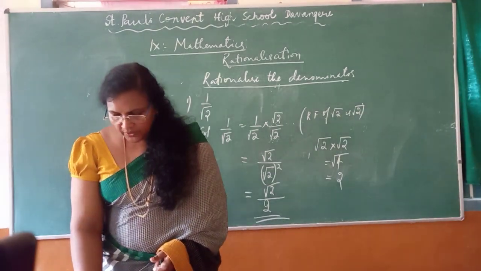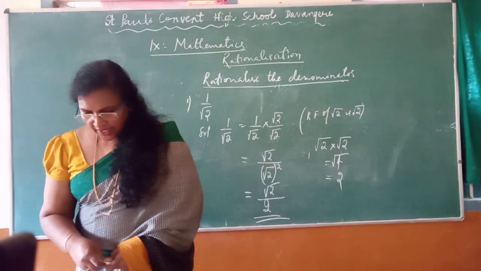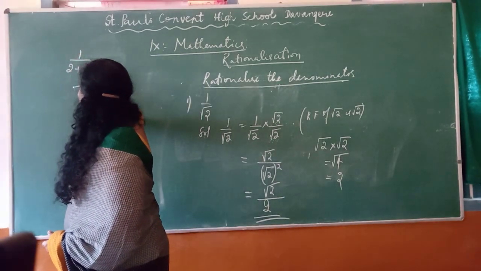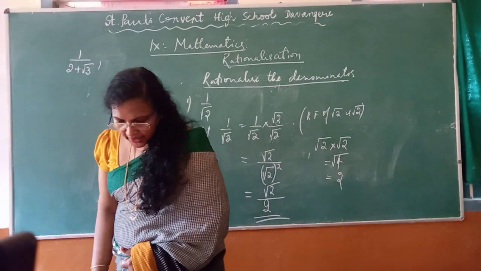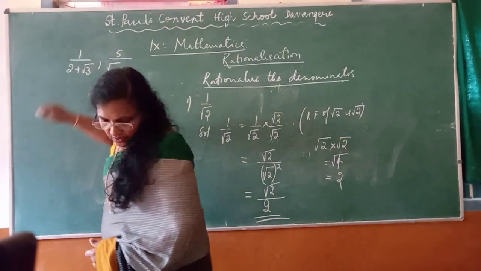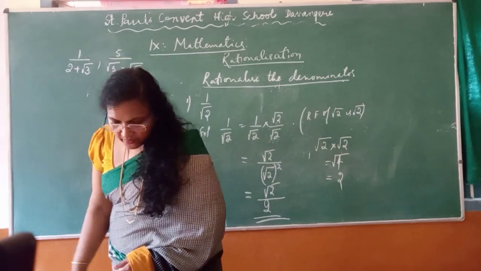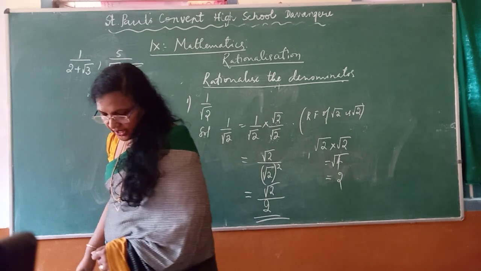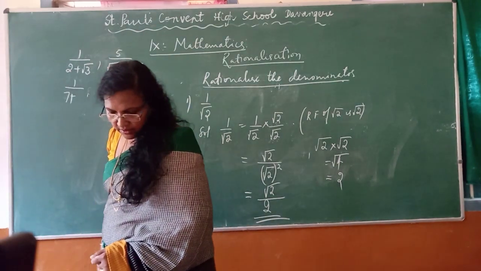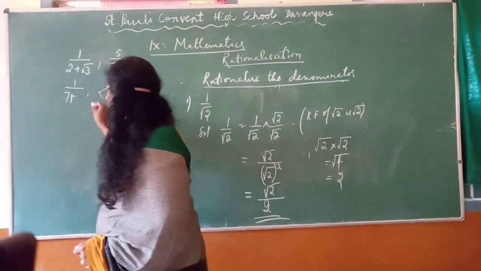In the text, page number 23, you have examples 18, 19 and 20. Example 18 is 1 by 2 plus root 3. Example 19 is 5 by root 3 minus root 5. Example 20 is 1 by 7 plus root 2.